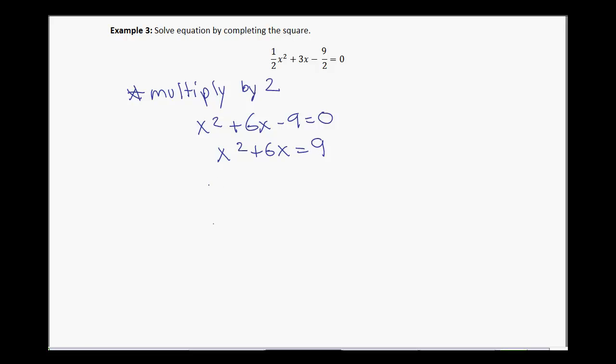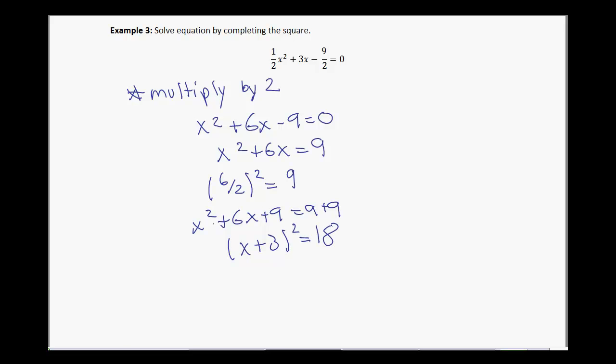And then we have to complete the square by doing 6 divided by 2 squared, which equals 3 squared, which is 9. Adding that to both sides of the equation, we get x squared plus 6x plus 9 equals 9 plus 9. And this becomes a perfect square factor of x plus 3 all squared equaling 9 plus 9, which is 18. Now we need to inverse our square by square rooting both sides of the equation, and we get x plus 3 equals plus or minus the square root of 18.